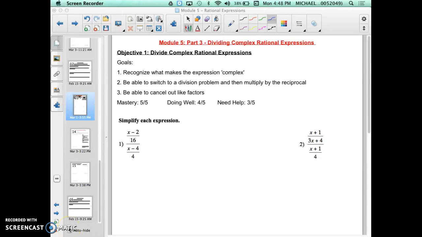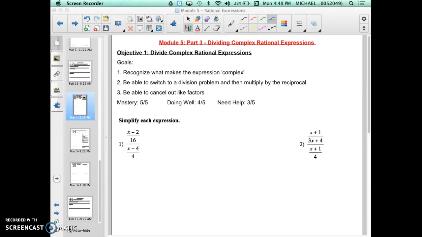Module 5, Part 3, Dividing Complex Rational Expressions. This part only has one objective, and that is to divide complex rational expressions. For this objective, though, there's three goals to consider, and steps, I guess, as you're working through this.